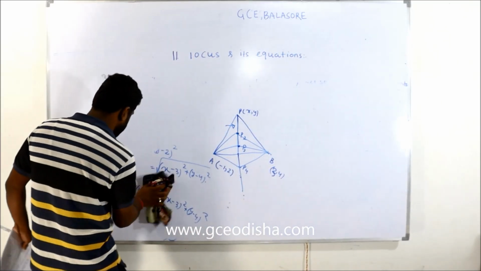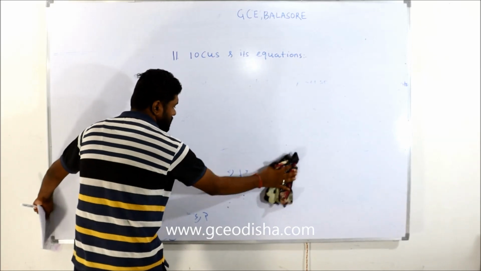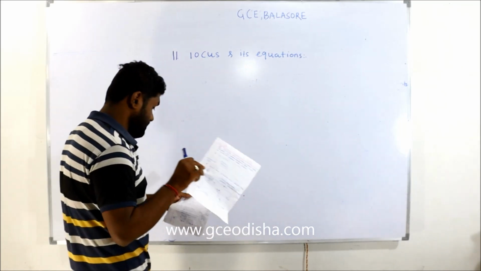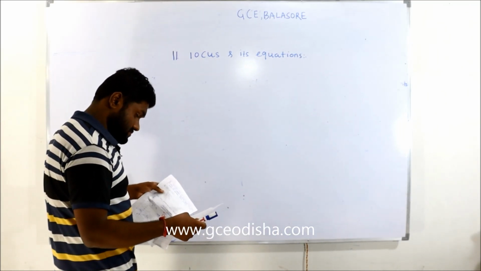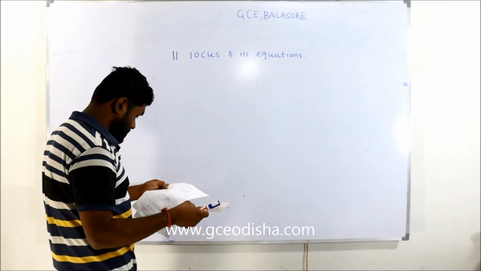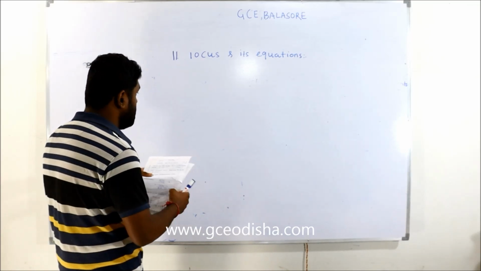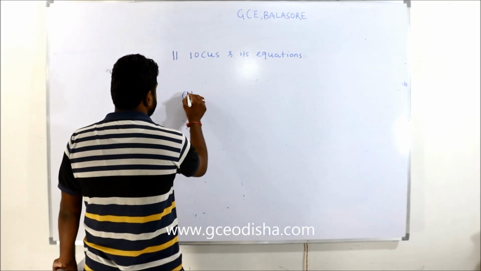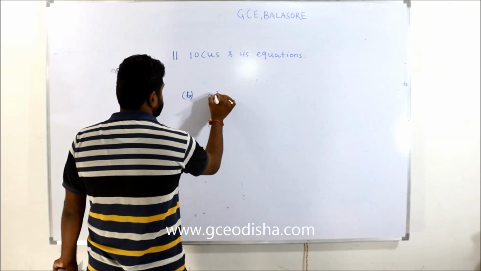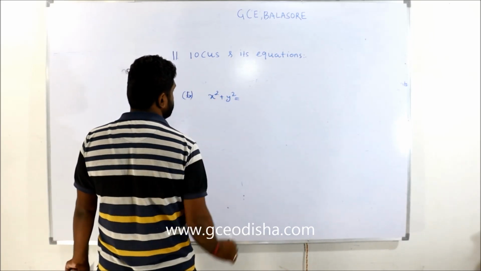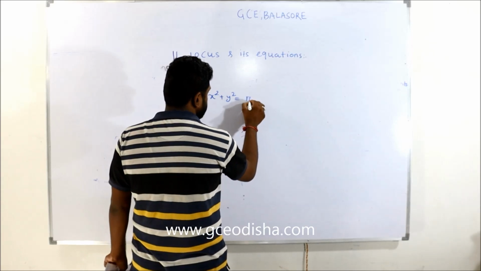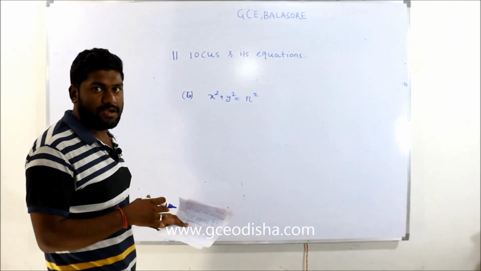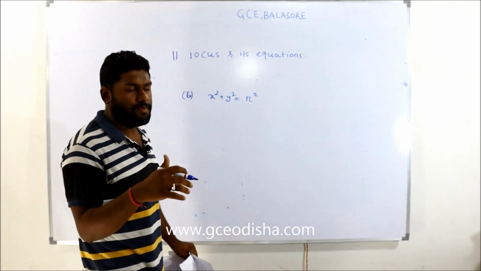I am giving some examples about the locus and equations which I found from some books. The equation given is x square plus y square is equal to r square. Which locus does this equation represent? That was the question which I found from some books.